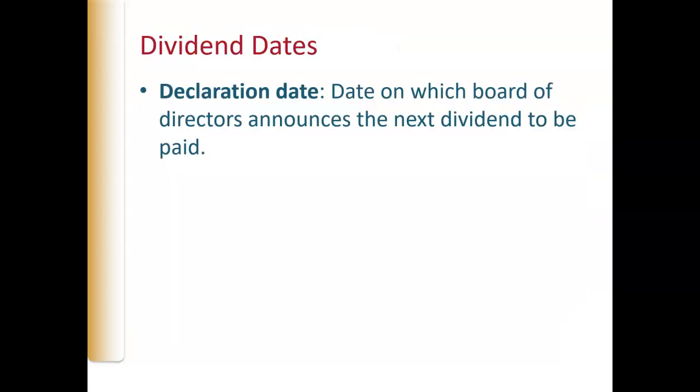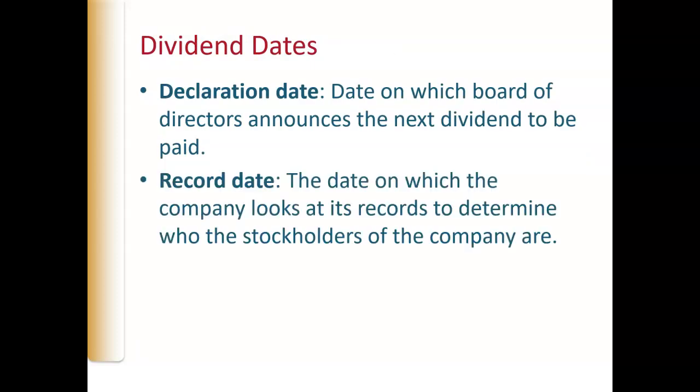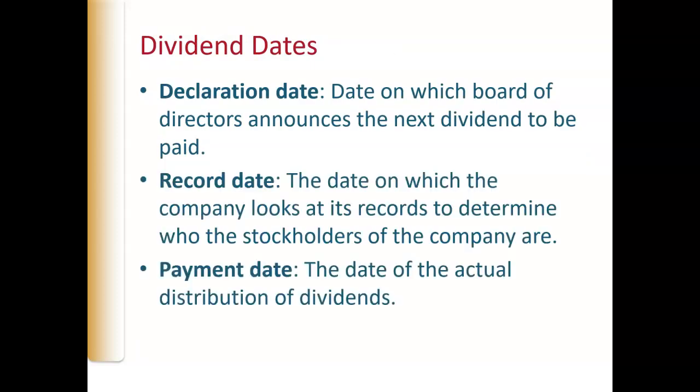When we're dealing with dividends, there are some dates to be aware of: the declaration date, the record date, and the payment date. The declaration date is just the day they say, hey, we're paying dividends. The record date is the date on which the company looks at its records to determine who the stockholders are and who's getting the dividends. And then the payment date is the date the actual distribution happens.